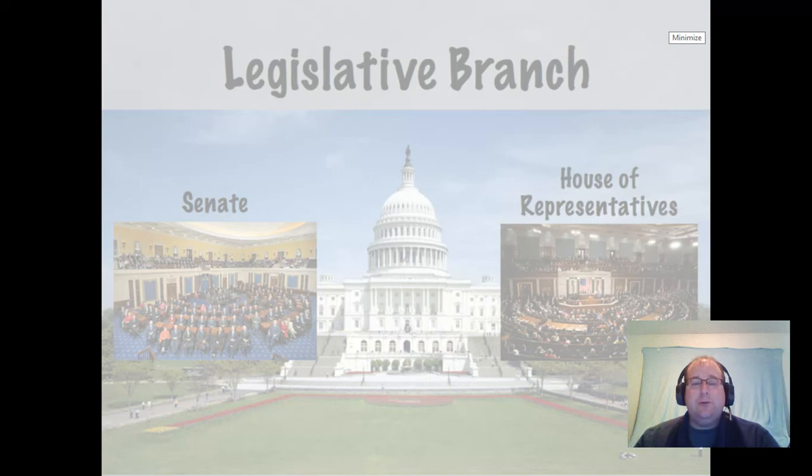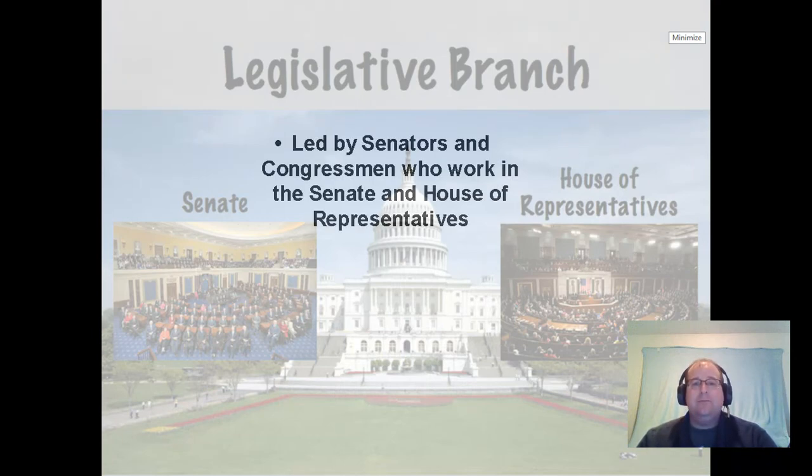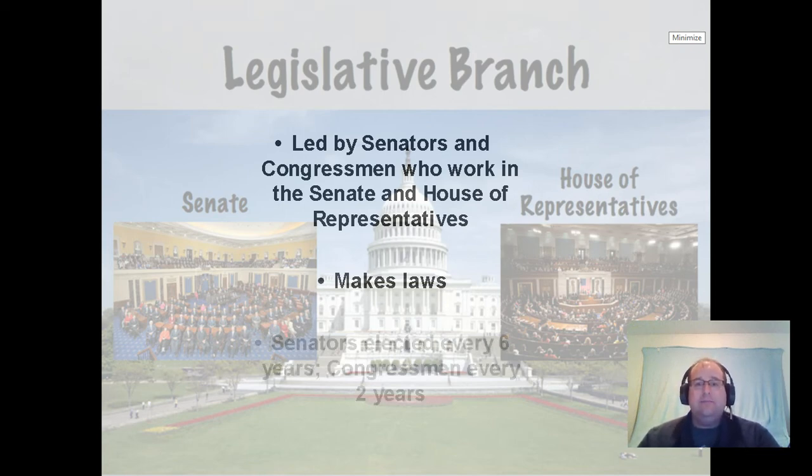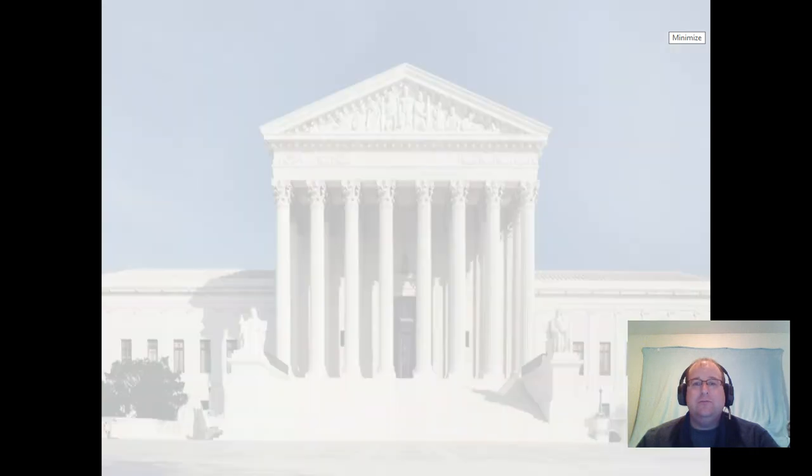The legislative branch is made up of 2 houses within the state capitol. It's led by senators and congressmen who work in the Senate and House of Representatives. They make our laws, and they talk to the constituents, or the people like you and me in the communities, to see what laws are needed. A senator is elected every 6 years, whereas the congressman, the person that sits in the House of Representatives, is elected every 2 years.